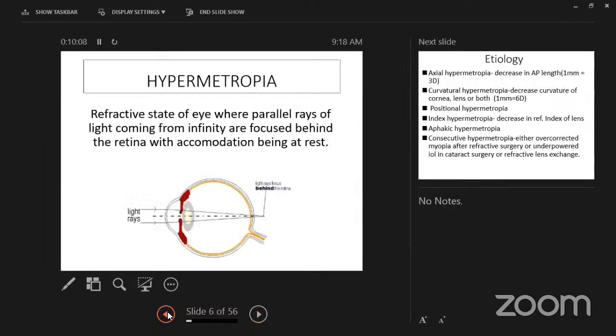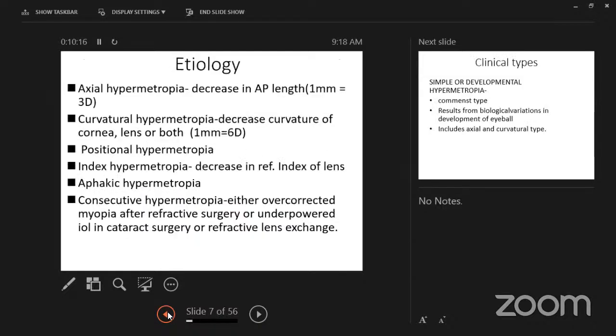First, hypermetropia. It is a state of the eye where parallel rays of light coming from infinity are focused behind the retina with accommodation at rest. There is some etiology. First is axial hypermetropia, that is a decrease in AP length. With every 1 mm decrease, there is 3 diopters of hypermetropia. Then curvature hypermetropia, a decrease in curvature of the cornea, lens, or both. Here, a decrease of 1 mm in radius results in 6 diopters of hypermetropia.